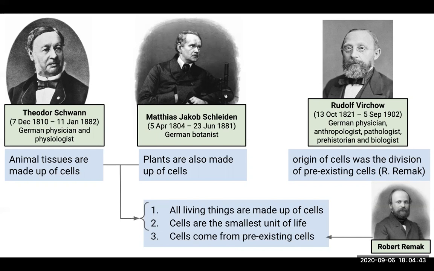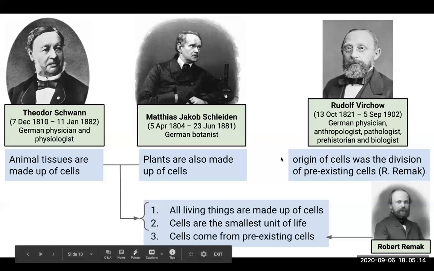So together they came up with the idea that all living things, whether they are plants or animals, are made up of cells, and that cells are the smallest unit of life. And they published their idea and their findings with the Royal Society. Now, the third idea of the cell theory, right here, was published by Rudolf Virchow.